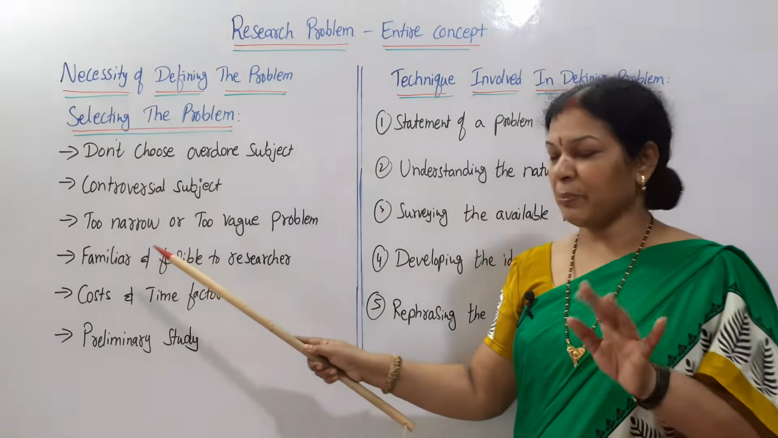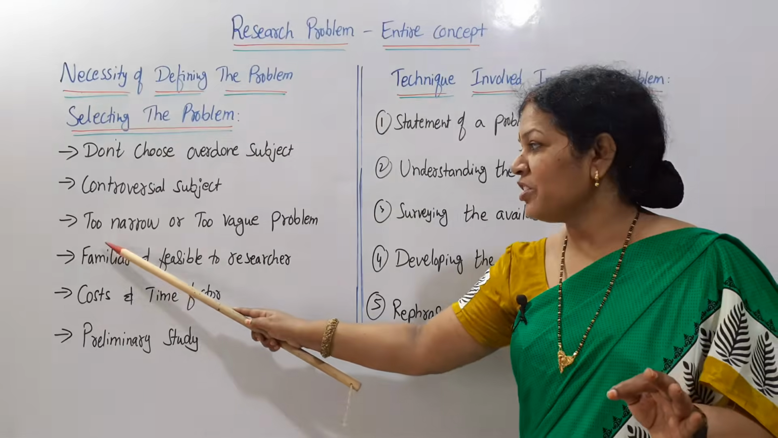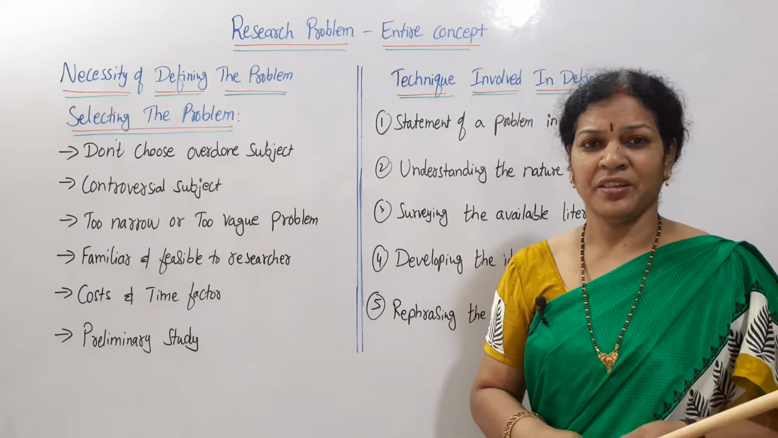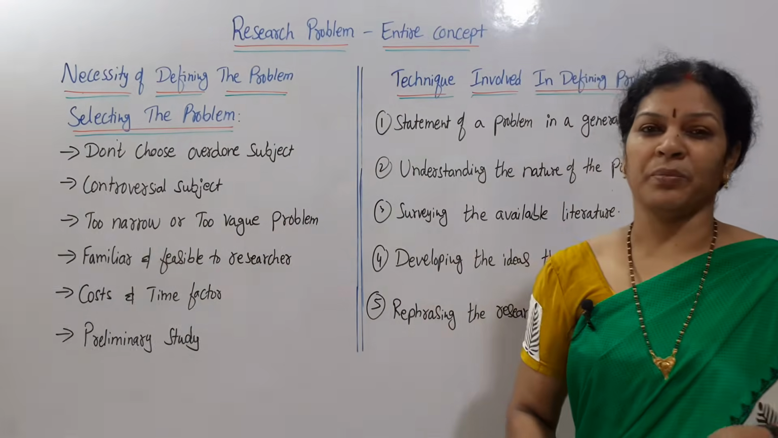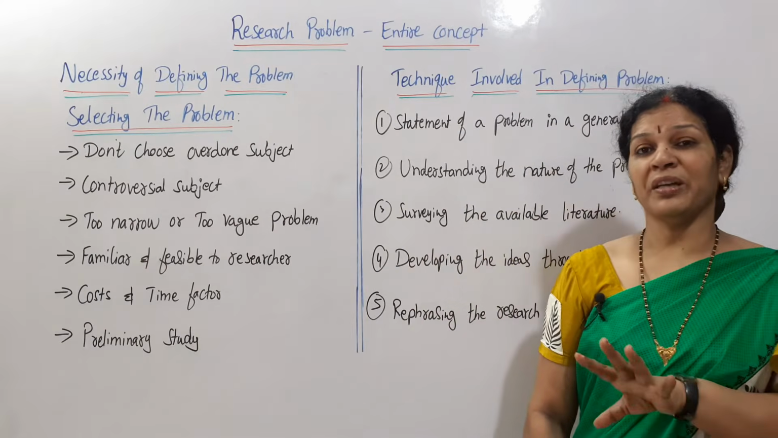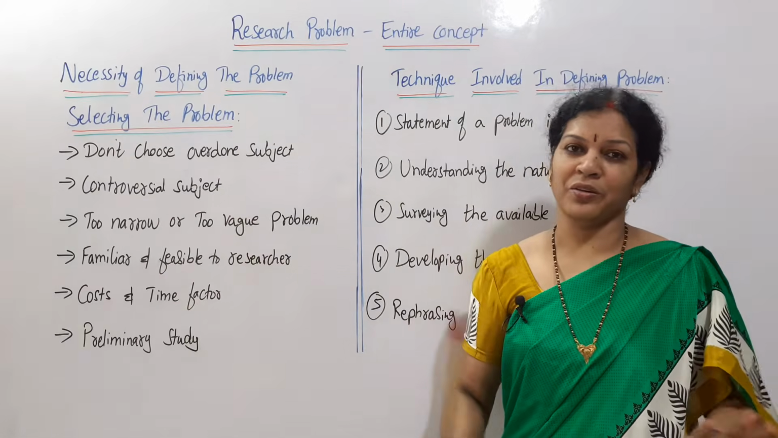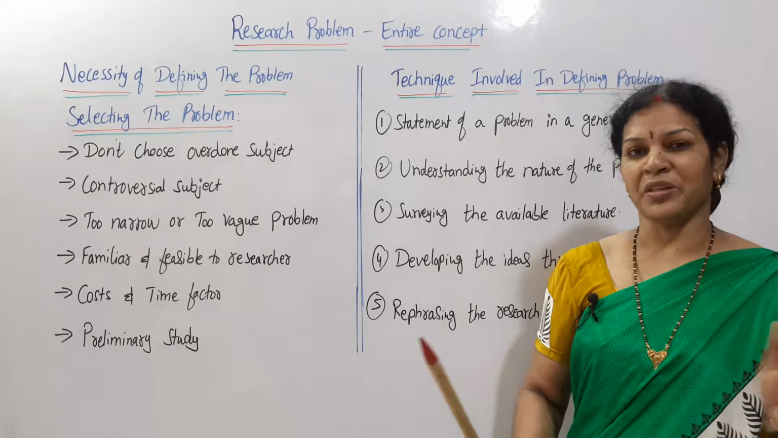And third one, remember, don't choose a problem which is too narrow. Easily you can define it, usually you can work it out. That kind of too narrow or too vague problem, you are not supposed to take. Choose such a problem that you can moderately and easily complete. Too narrow, too vague, no use. So this kind of problem, don't take.